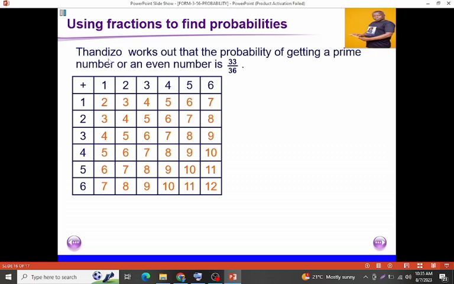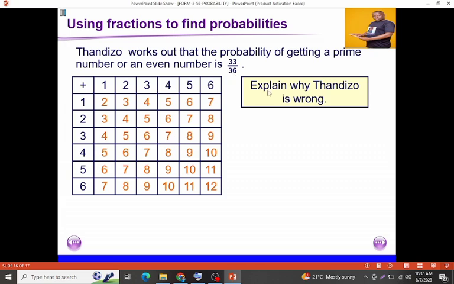Lastly, let's look at a situation of a girl called Tandizo. So Tandizo works out the probability of getting a prime number or an even number as 33 out of 36. Something isn't right about this. Can you identify what is wrong with this one? Explain why Tandizo is wrong.